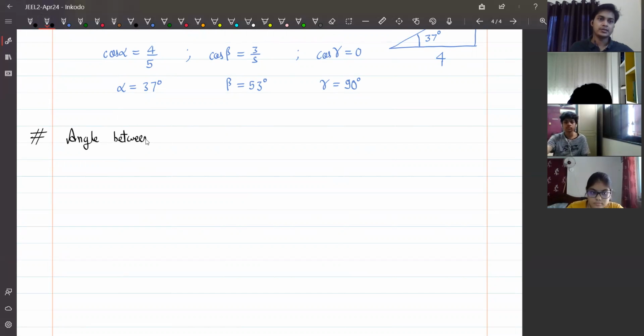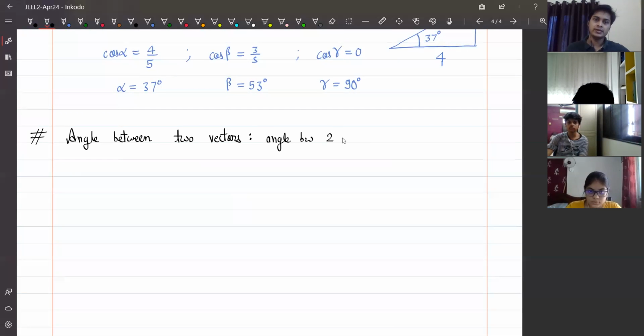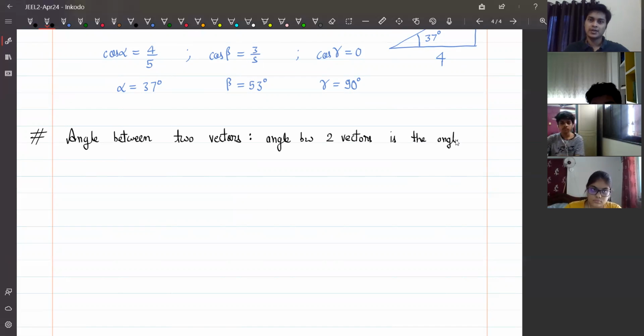Angle between 2 vectors. So first thing you have to remember is that the angle between 2 vectors is the angle between the direction of 2 vectors. What does it mean? Seems like a confusing sentence, but suppose we have 2 vectors like this.